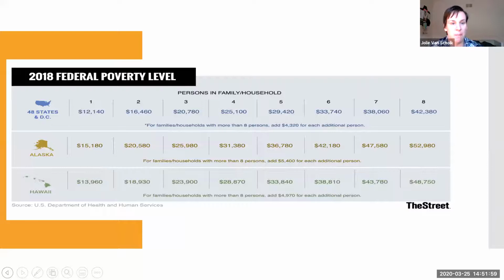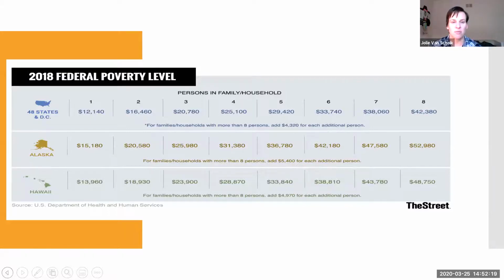I wanted to click on some poverty level information, because a big part of community is our socioeconomic status, how much money we have, and how much ability we have because of that money. With money typically comes more opportunities. And it might also change how you're socialized as well.